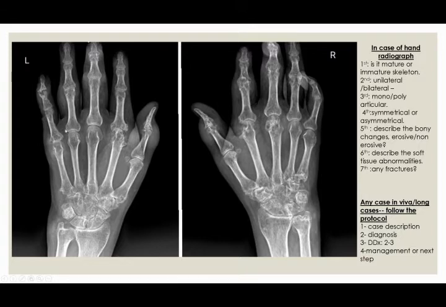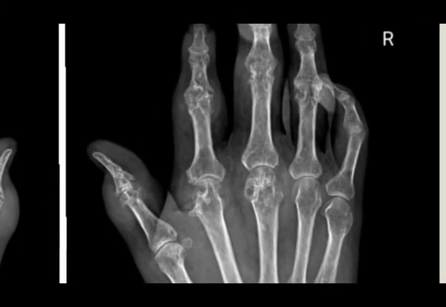In the left hand, the erosion is seen in the distal interphalangeal joint of the little finger, in the metacarpophalangeal joint of the fifth and the second fingers, in the carpometacarpal joint of the fifth and the first fingers, and within the carpal bones. Now let us zoom in on one of those erosions and describe it in detail.